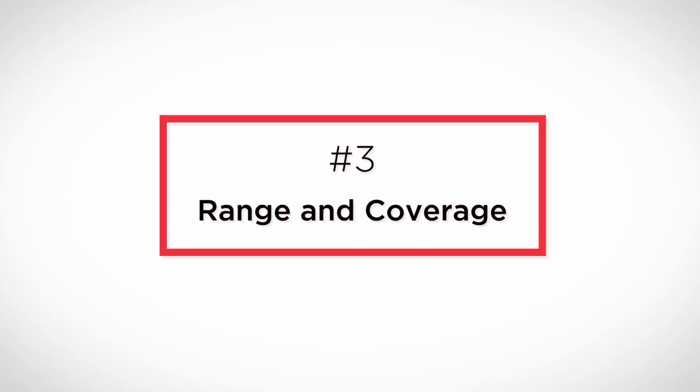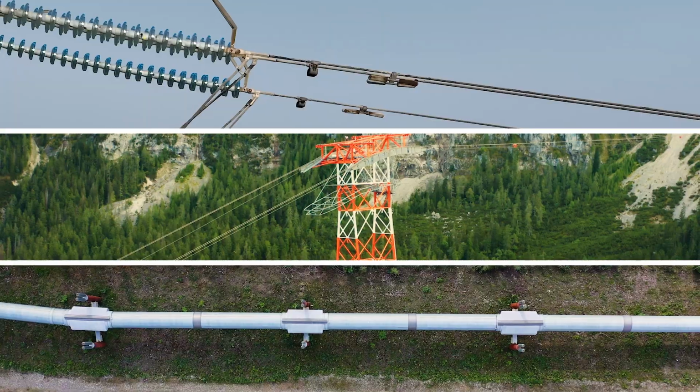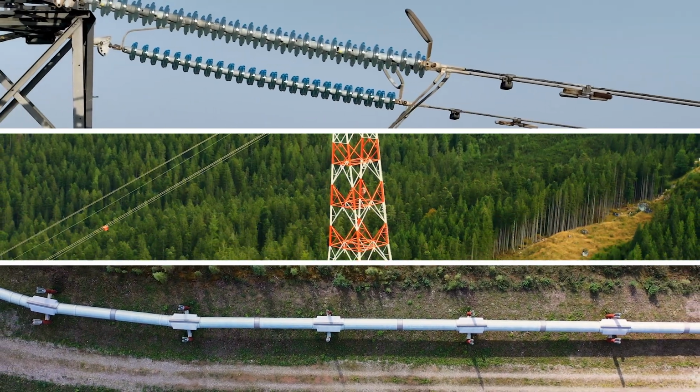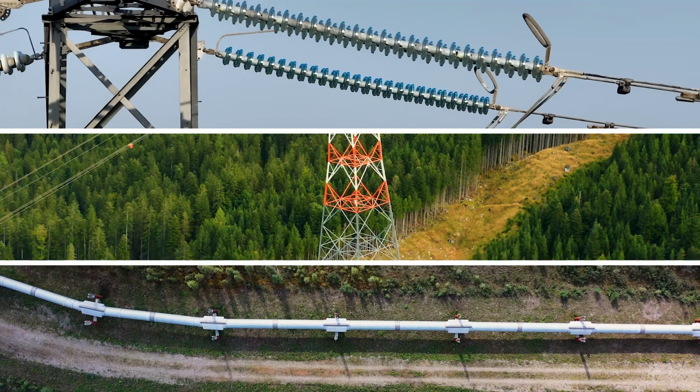Number 3, range and coverage. The LiDAR system should have an appropriate range and coverage capacity to meet the utility's requirements. This can vary depending on the specific application, such as power line inspection, vegetation management, or pipeline monitoring. Longer-range LiDAR systems can cover greater distances and capture data from hard-to-reach areas, reducing the need for multiple flights.